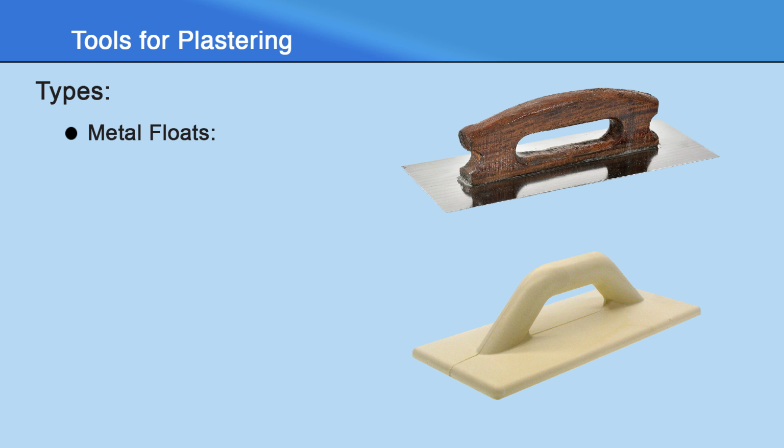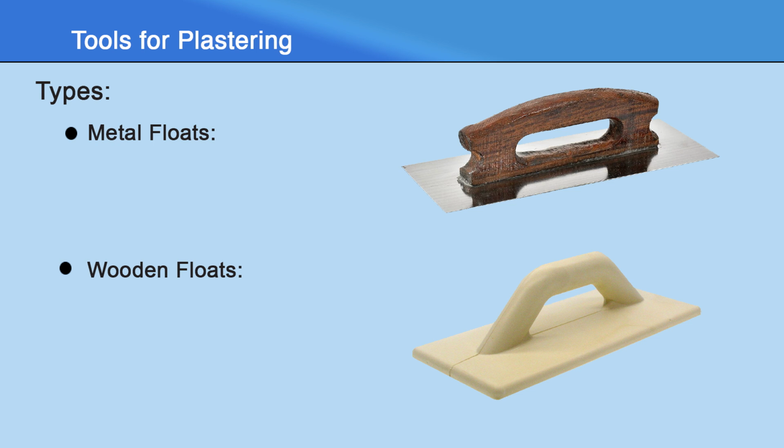Also known as laying trowels, metal floats are made from thin tempered steel. The typical blade size for a metal float is around 10 cm by 30 cm. Next, wooden floats. Also called skimming floats, wooden floats are used for applying the finishing coat of plaster.